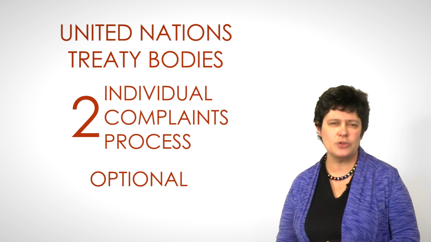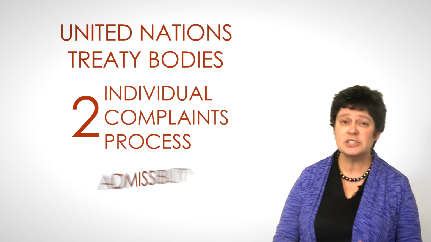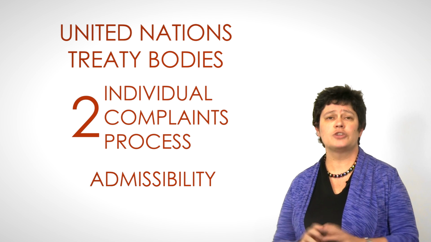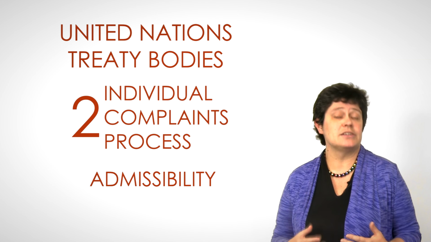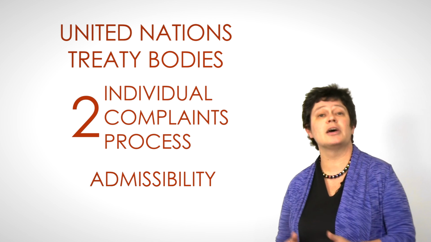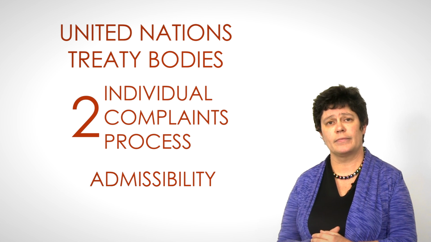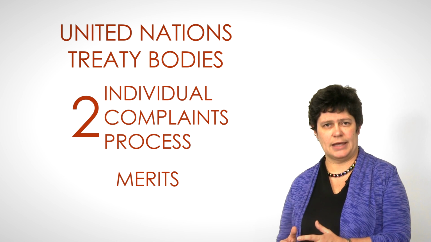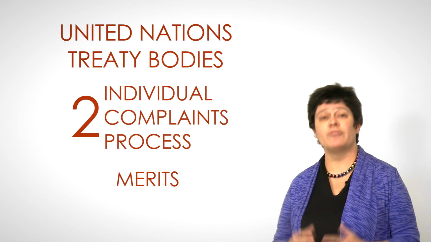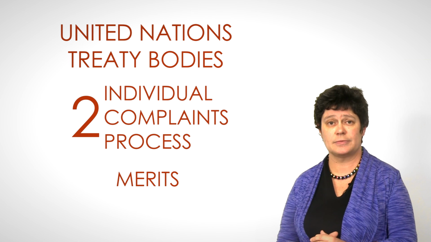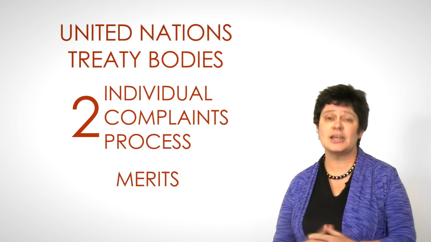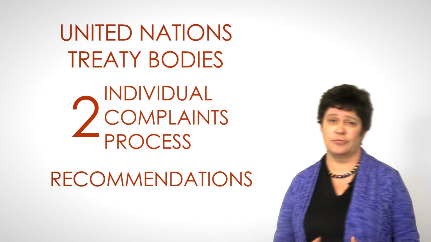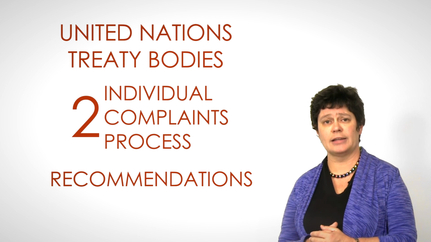The individual complaints process has 2 stages, admissibility and merits. First of all, a treaty body must establish if a complaint is admissible, according to particular admissibility criteria. If the complaint is admissible, then it moves to the merits of the complaint. That is, to decide whether or not a violation has in fact taken place. If a violation has taken place, it will then make recommendations to the state as to how to compensate the victim and how to avoid similar violations in the future.